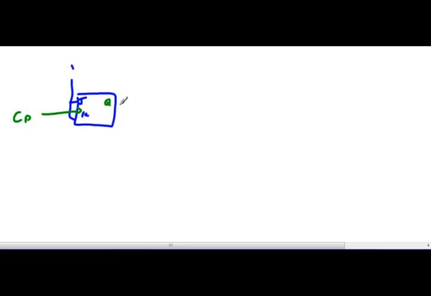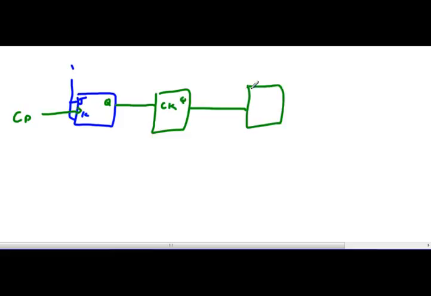I'm going to take the Q and go into the next JK flip-flop. No, I'm going to put it in the clock. Okay, so I'm going to put it in the clock. And then I'm going to take the Q out of that one and put it over in the clock, and then take the Q out of that one and put it over here in the clock.